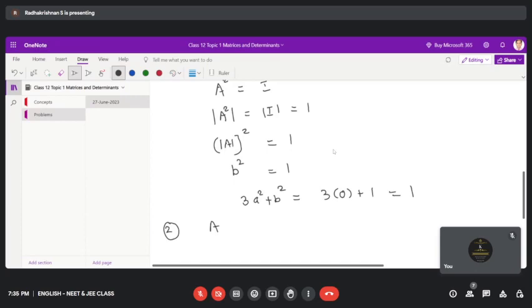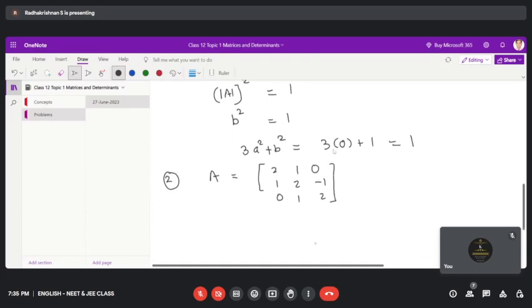Let's see. A equal to, this is also from last year's IIT, okay? The matrix 2 1 0, 1 2 minus 1, 0 1 2. And then determinant of adjoint of adjoint of adjoint of A is 16 to the power of n, then find n. This is your question.